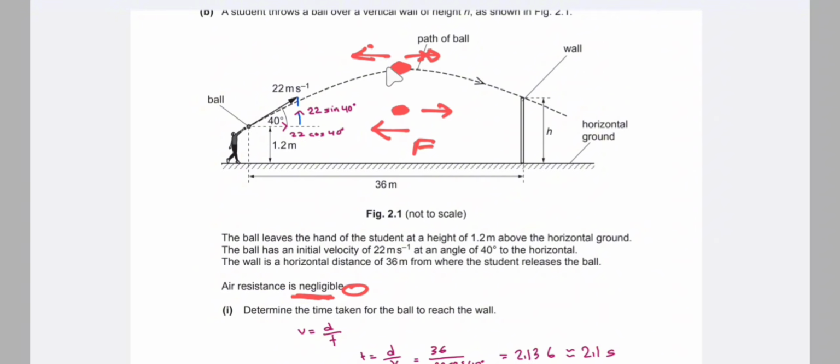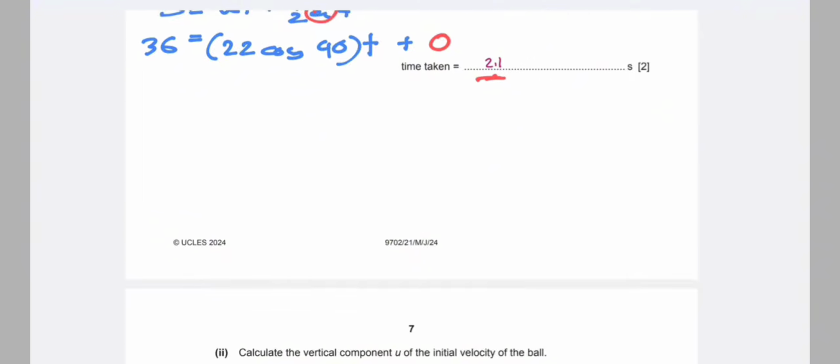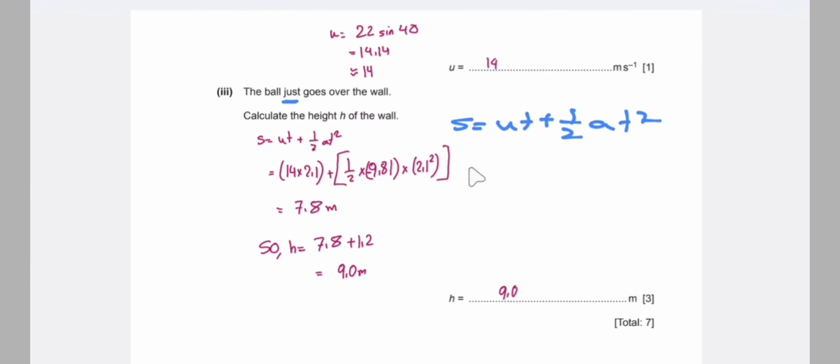There is no forward force acting at this point, and there is no backward force acting on the ball. So the resultant force in the horizontal direction is 0. And since the resultant force in the horizontal direction is 0, the acceleration is also 0. After substituting the value, we can calculate the value of time as 2.1. Now for this part, that is the height. So S is equal to ut plus half at square.